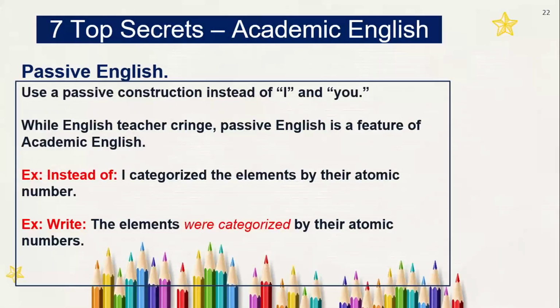Use a passive construction instead of I and you. So here's another way of getting around using I or you. While English teachers cringe, passive English is a feature of academic English. You want to use more active English in your writing.